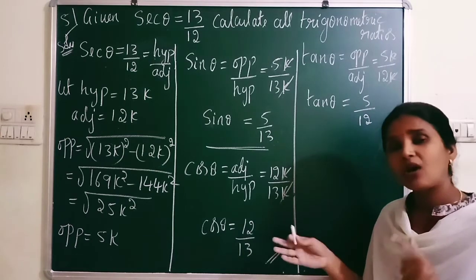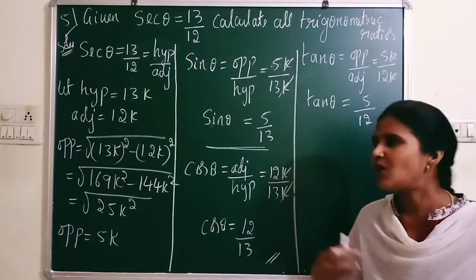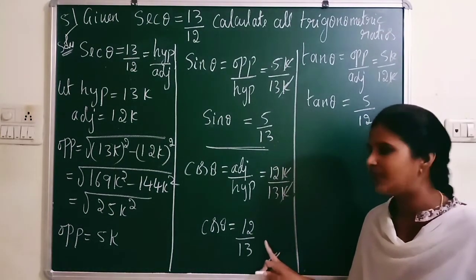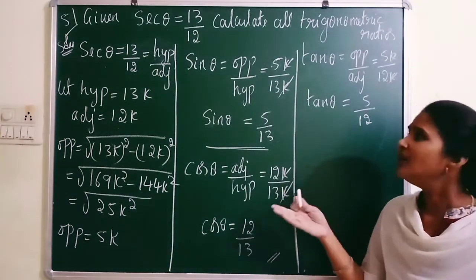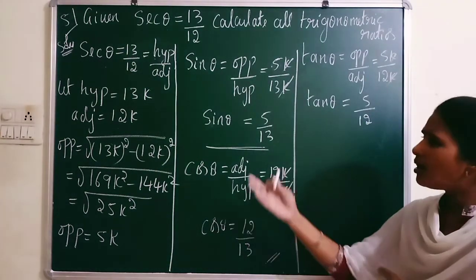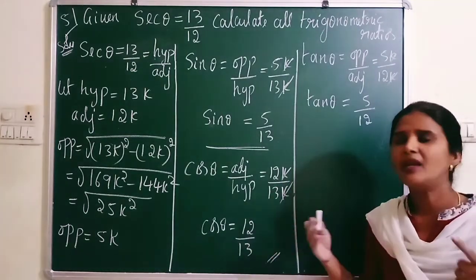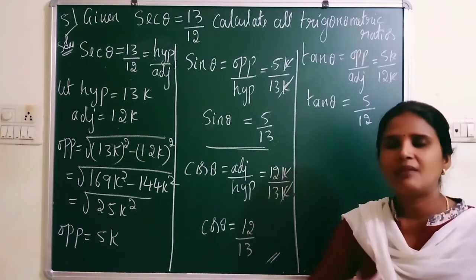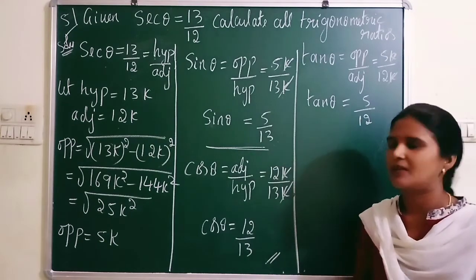You can do it this way, or use the note I explained before: tan can be written as sine by cos. So when you divide 5 by 13 by 12 by 13, 13 gets cancelled, and again you get the same 5 by 12. So you can do it using the ratio, or using the formula tan equals sine by cos. Now as I said before, once you get the first three, the remaining three are very easy. You need not do all this, just reverse them.